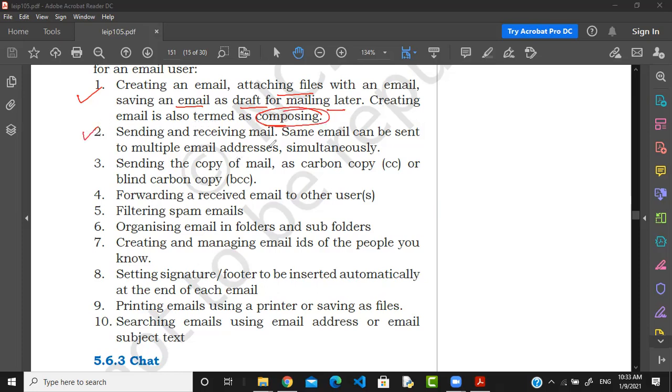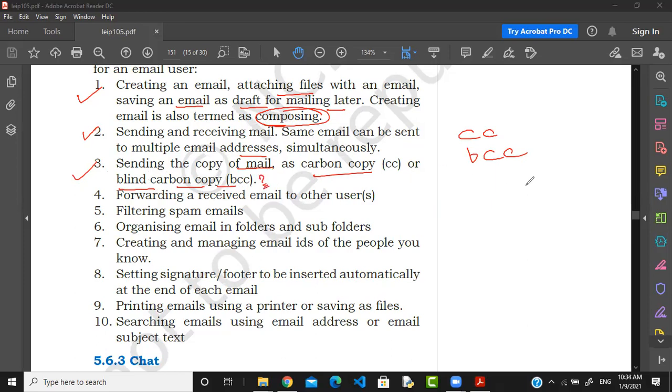Sending and receiving mails. We can send and receive. The same email can be sent to multiple email addresses. Sending the copy of mail, we can use CC. What is the full form of CC? Carbon copy. What is the full form of BCC? Blind carbon copy. Sometimes people say blank. It is blind carbon copy. Why is it called blind? Because no one else comes to know you have sent the mail to this person also.